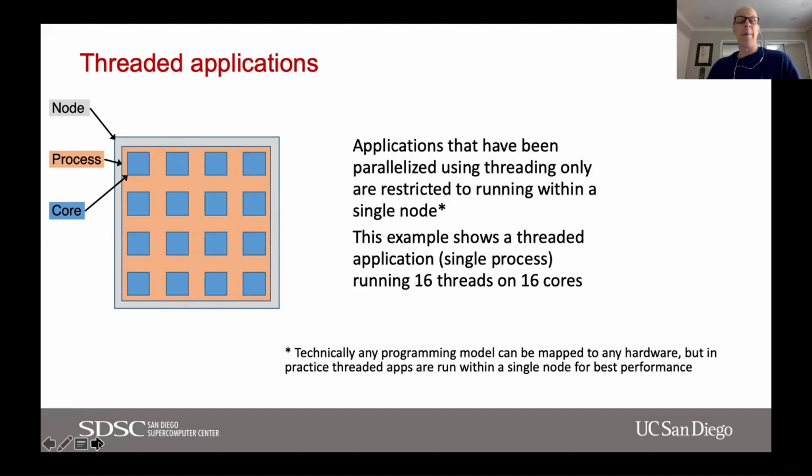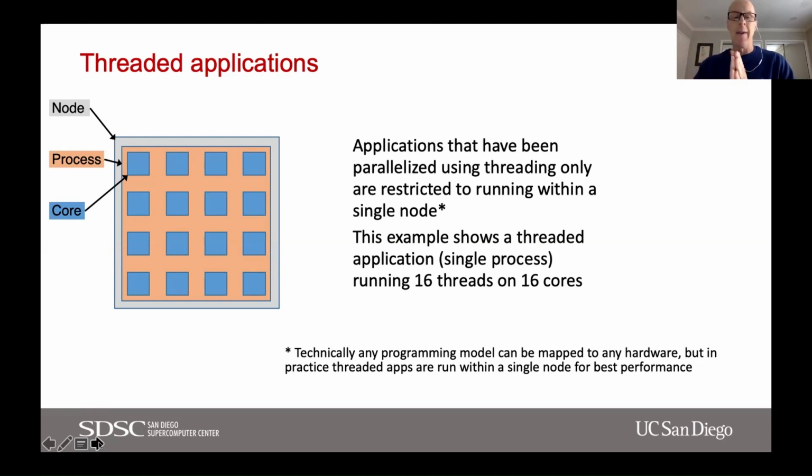If we have a threaded application, on the other hand, a pure threaded application, we would have just a single process, and all of those threads would be executing within that process. Applications that have been parallelized using threading only are going to be restricted to running within a single node. And here we show a threaded app running 16 threads on 16 cores.